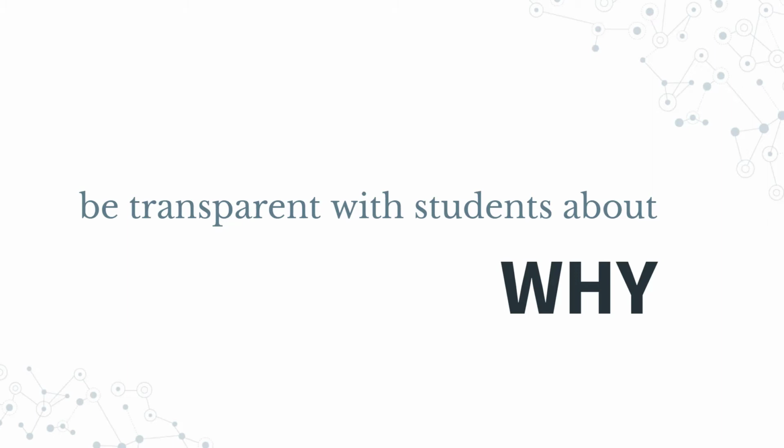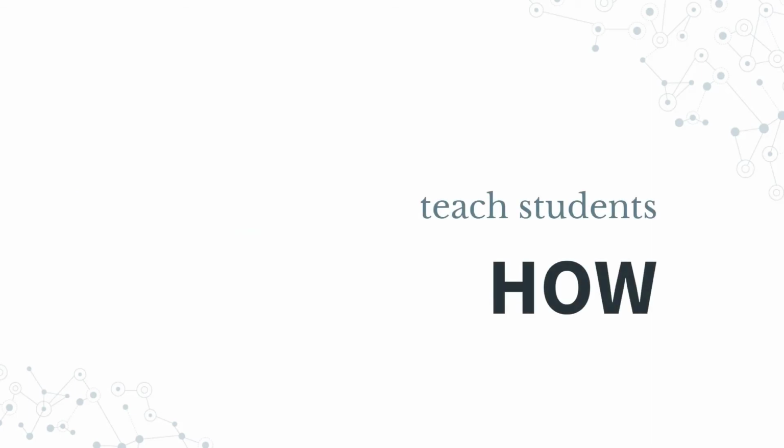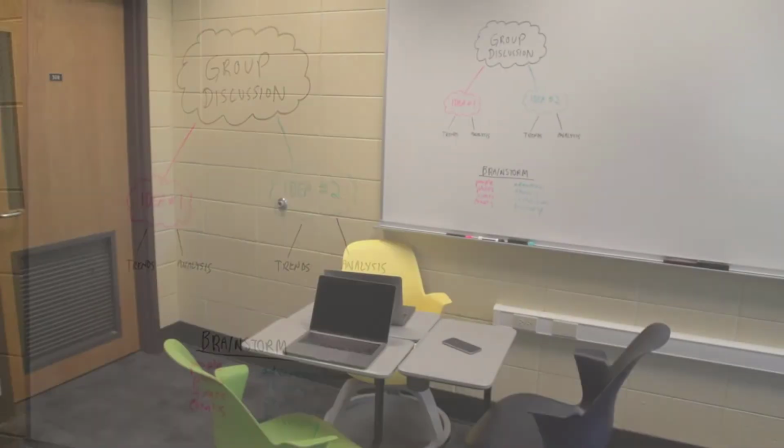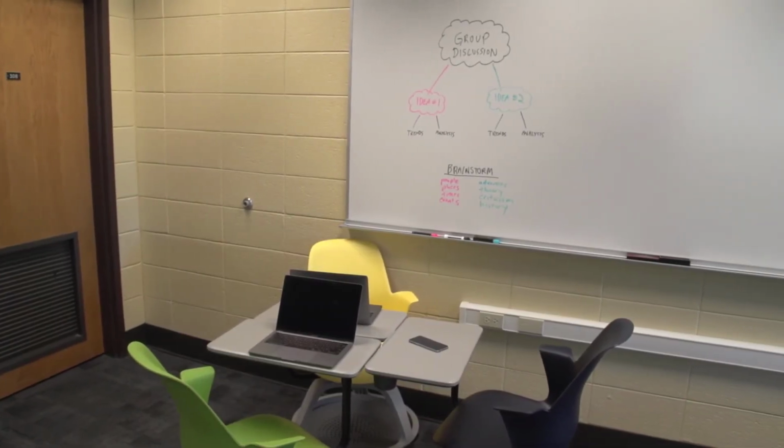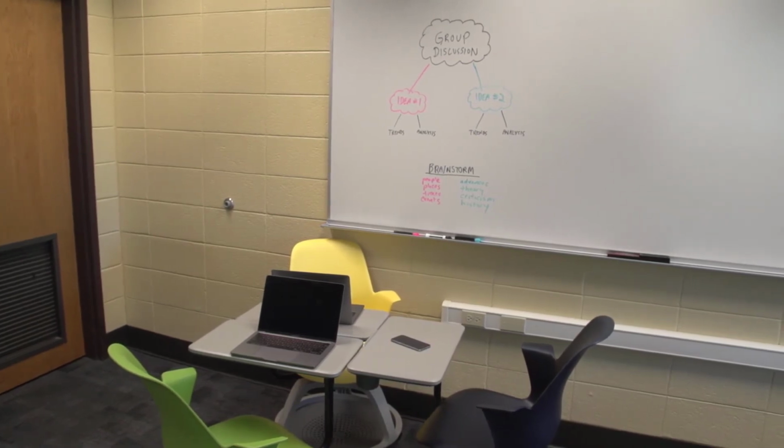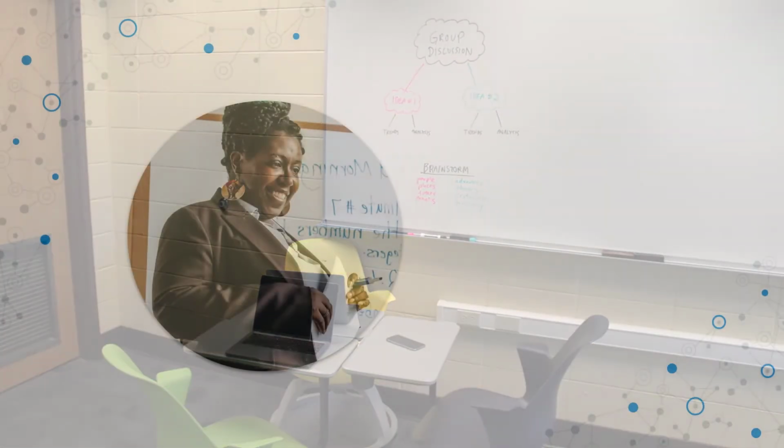Be transparent with students about why you are incorporating these activities. Students might prefer to just sit and take notes every week, but when you take the time to explain how it benefits them and improves their learning, they're more likely to buy in. You should also plan to teach students how to be active learners. For example, you can model how to capture a brainstorming session on your whiteboard with the whole class before breaking them up into groups to do it on their own.